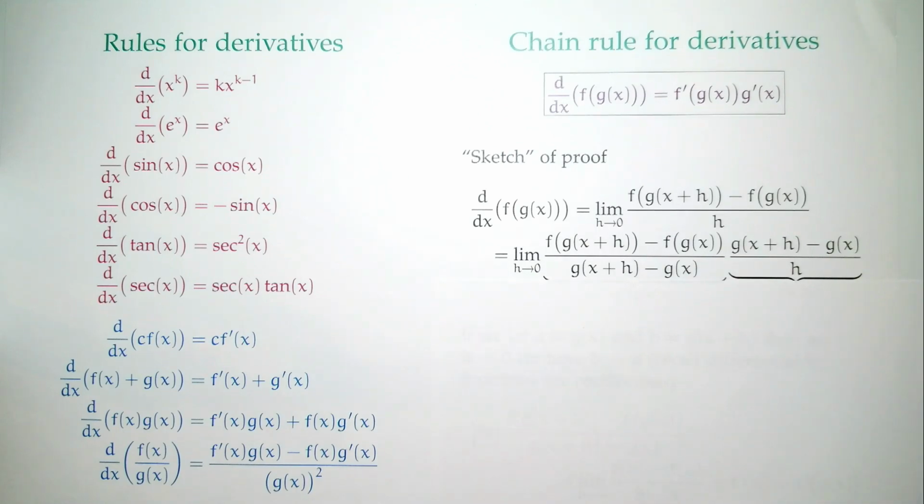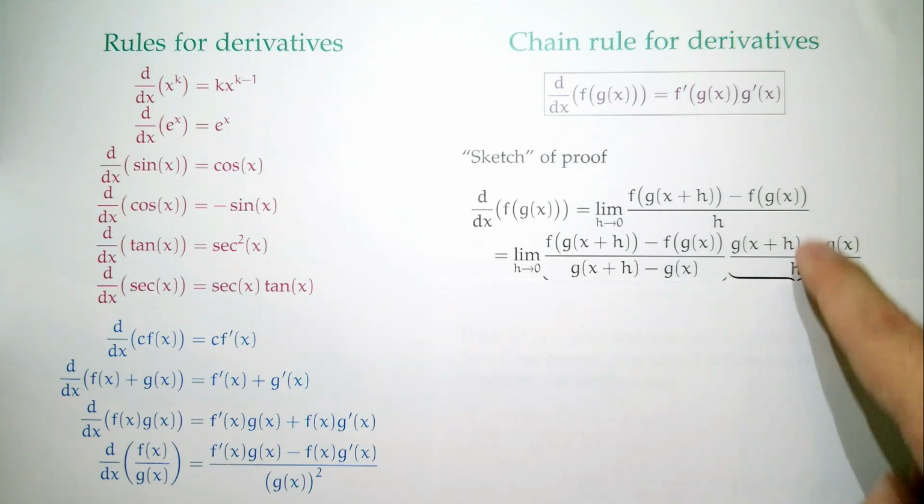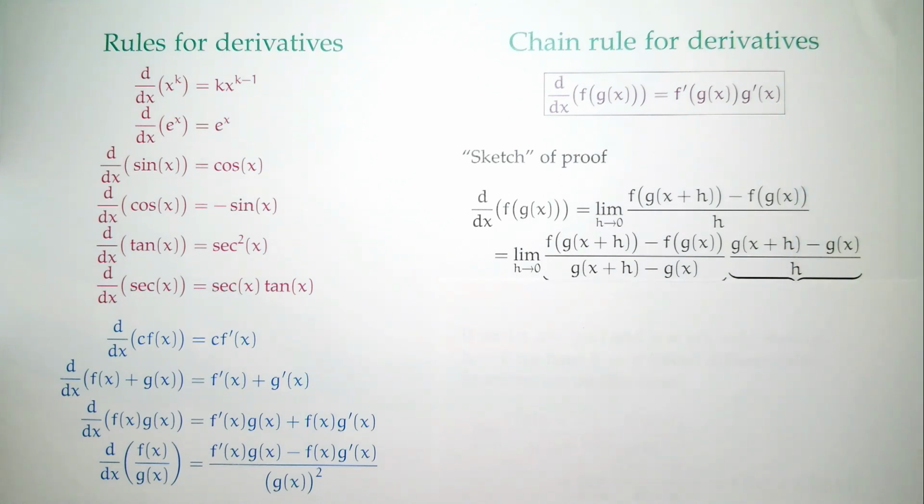Now, if you look, you might say, aha, g of x plus h minus g of x over h, that's g prime. And it is. But the other thing is the first term, we can think of that as being f prime of g of x.